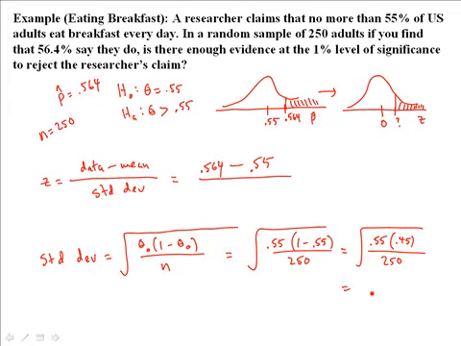I got 0.031. 0.03146. Let's carry on 4 places here. That should be good enough. So 0.0314 goes up here. Okay, so the next thing I need you to compute is 0.564 minus this 0.55.